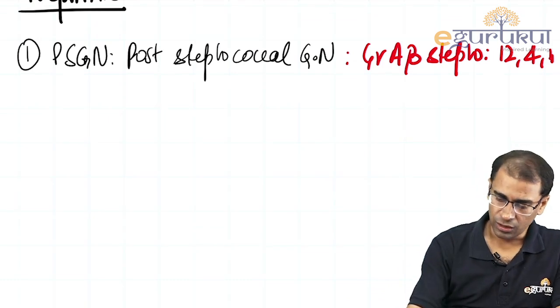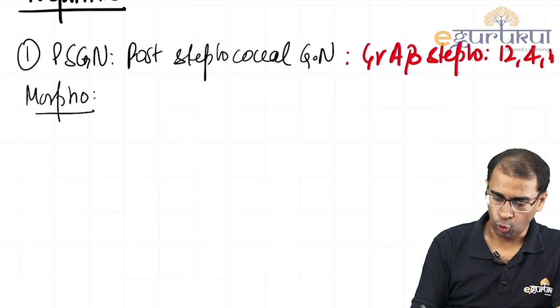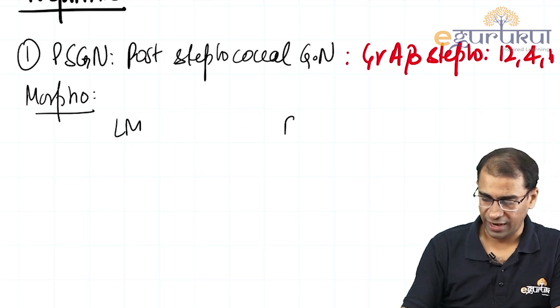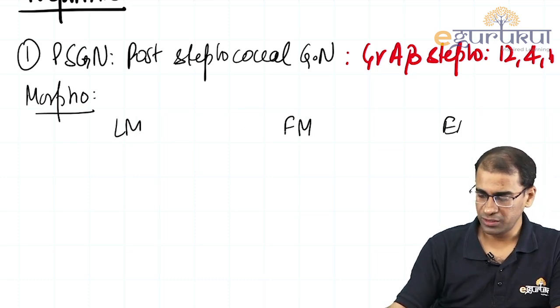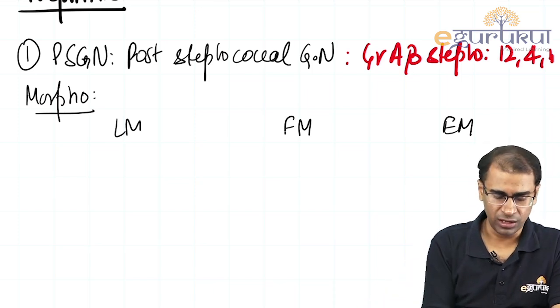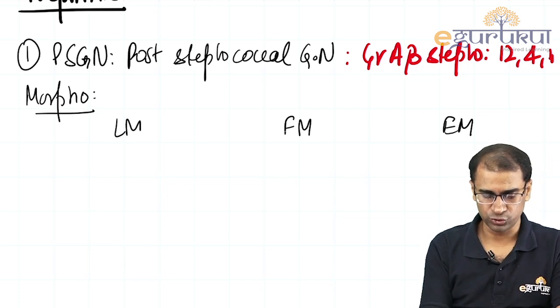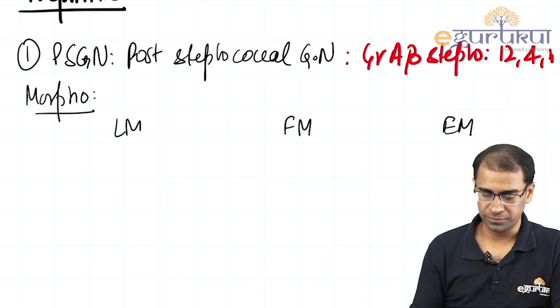Now, what is the morphological finding? This is very, very important. Whenever the question asked is on morphology, always remember these three headings: light microscopy, fluorescence microscopy, and electron microscopic findings.